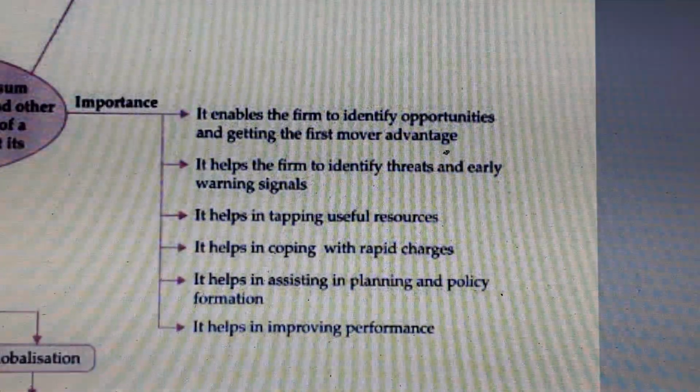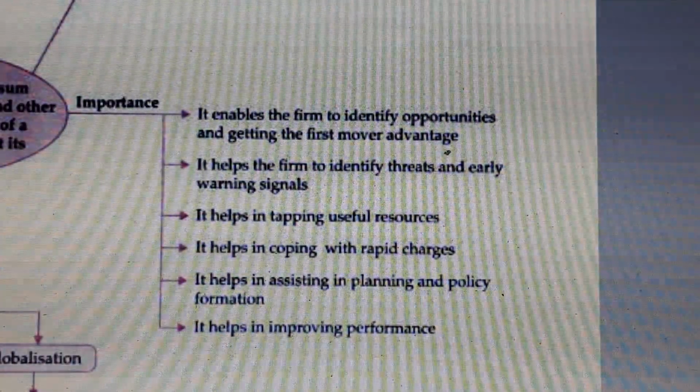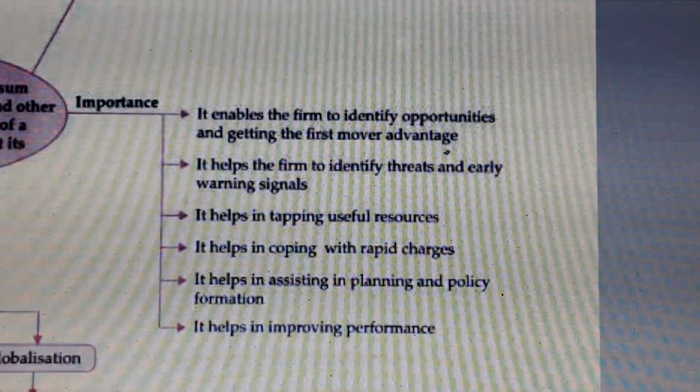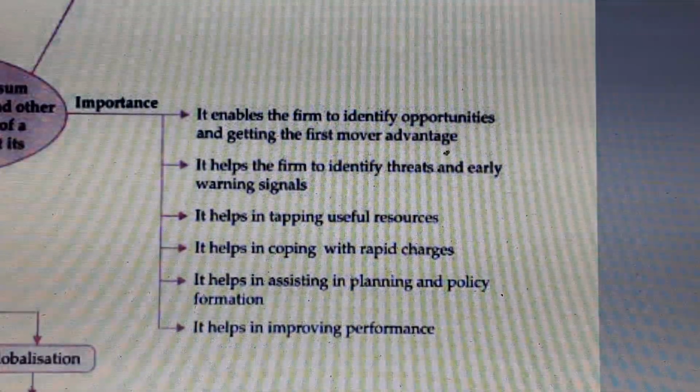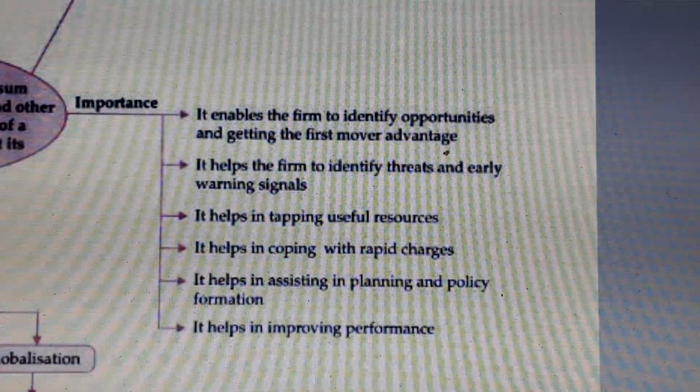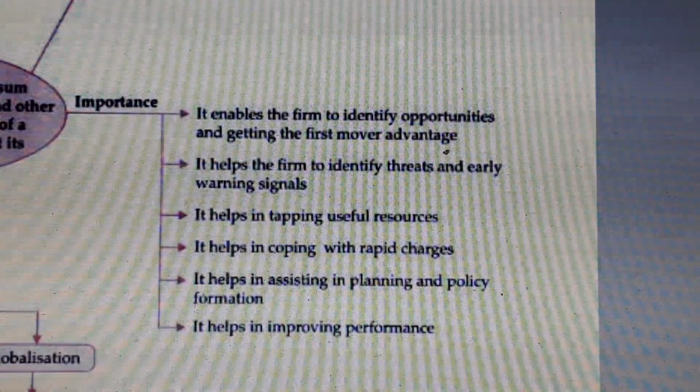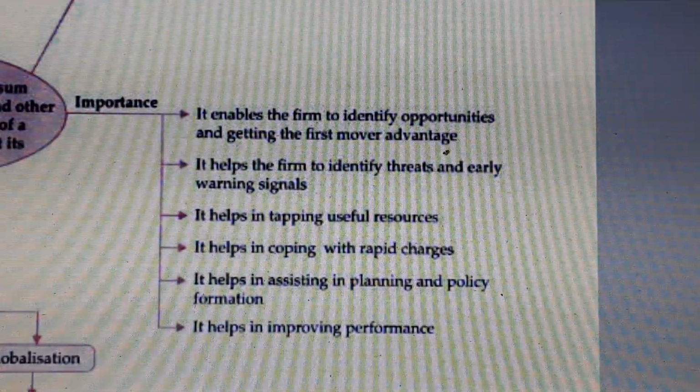Next is your importance of business environment. It enables the firm to identify opportunities and get the first mover advantage. So you will get the first chance to move ahead, as it helps you to identify opportunities.